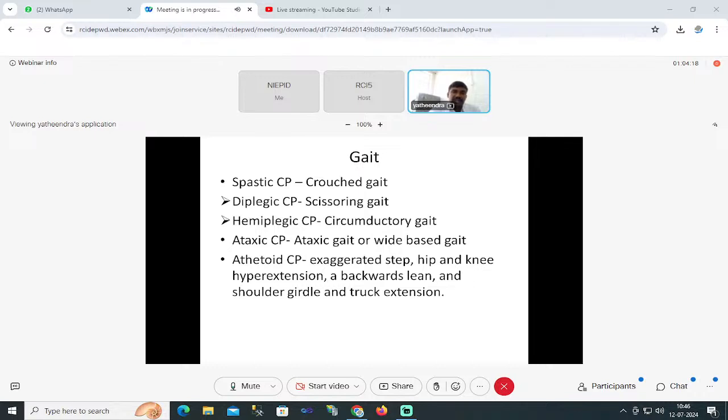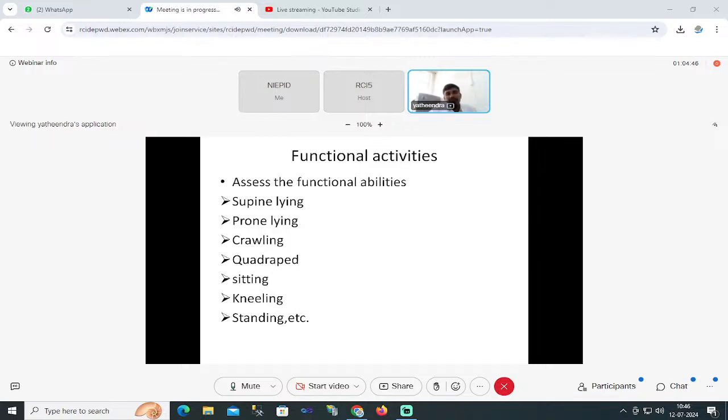Then we have a circumduction gait when half of the body is affected, that is in case of hemiplegic CP. In those cases, we will see circumduction gait because of lack of abductor muscle strength. In ataxic CP, we can see it like a drunken person. How does a drunken person walk? He walks with a wide base of support, without balance. So all these are the presentations with the gait.